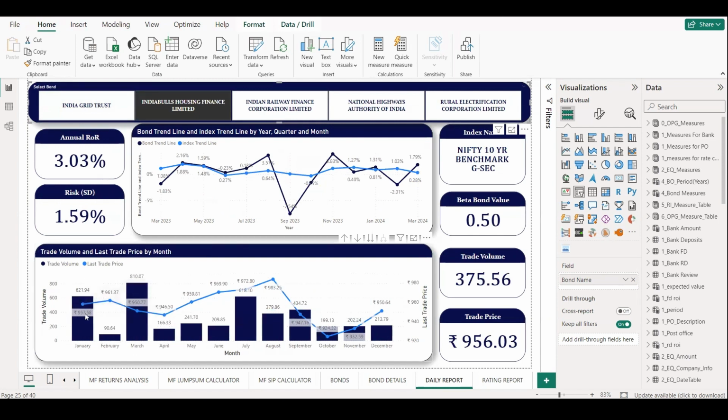For example, here you can see in March it has the highest volume, but its price is comparatively lower. But the highest price here is in August, with comparatively lower volume instead. So we can say that a small number of people influence the price of this particular bond. That's the kind of analysis we can perform on this page. Let's move on to the next page.